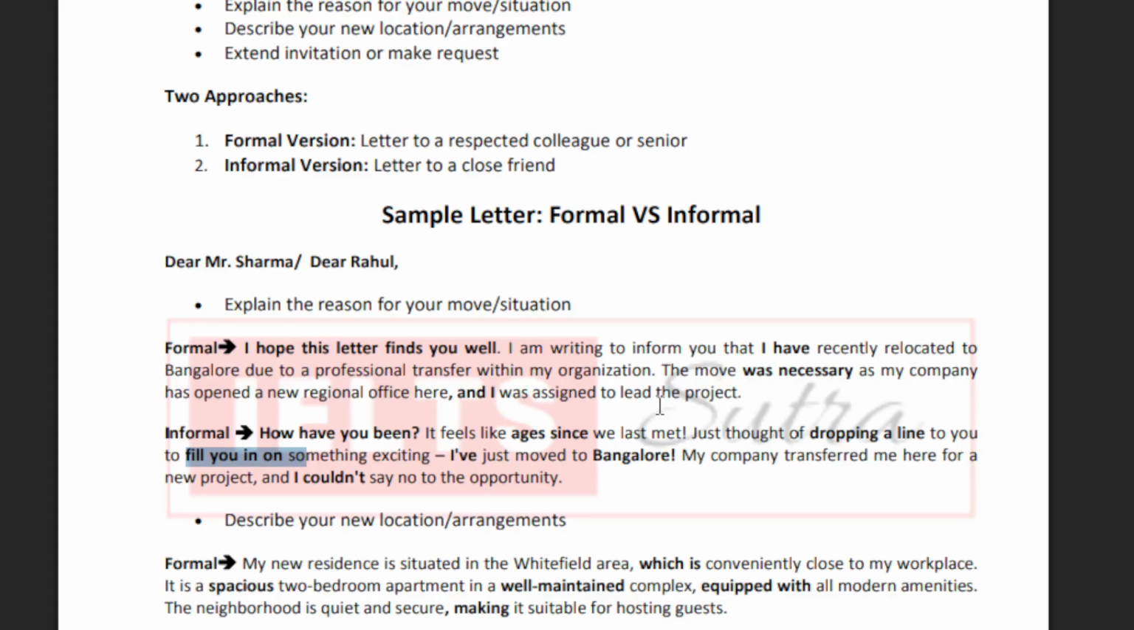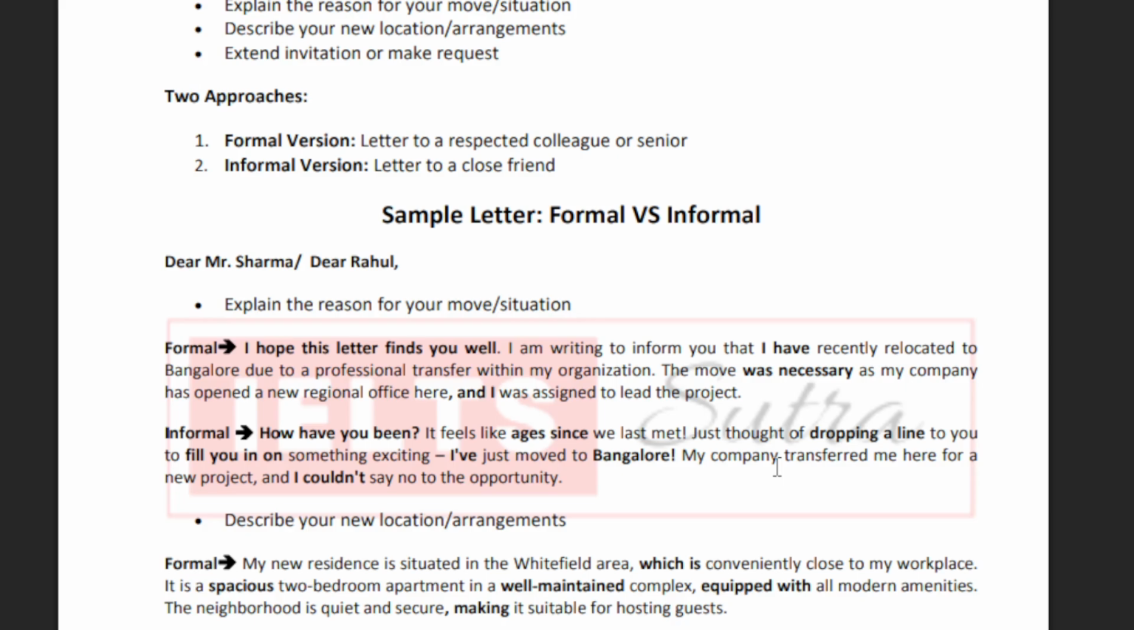Fill you in on is basically an expression which is used in a casual way to say that I want to inform you about something. So instead of saying that I want to inform you about something, you can say I want to fill you in on something. Hey, look closely. Instead of I have, I've just moved to Bangalore. My company transferred me here for a new project and I couldn't say no to this opportunity.